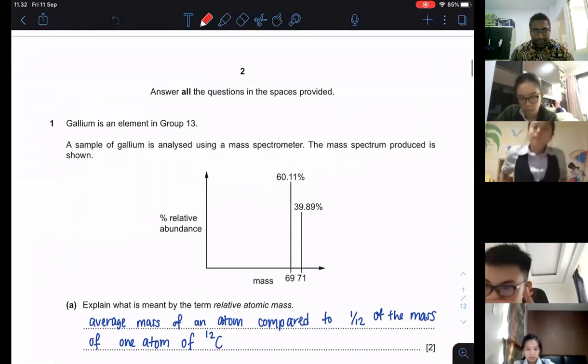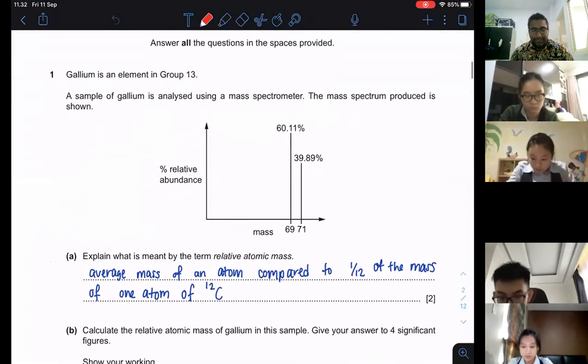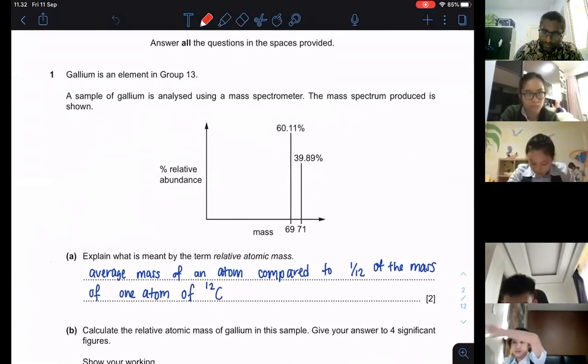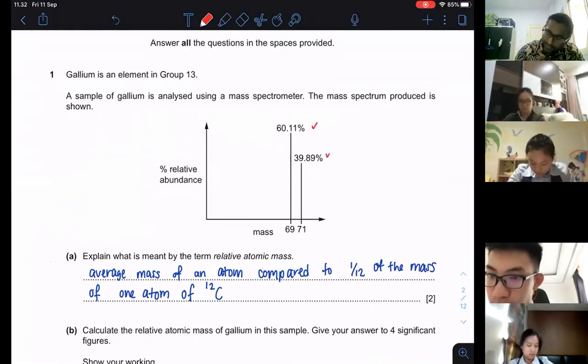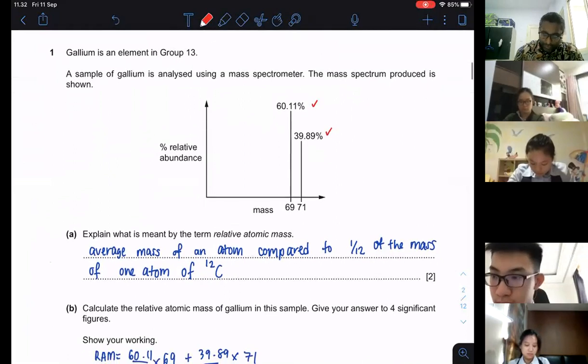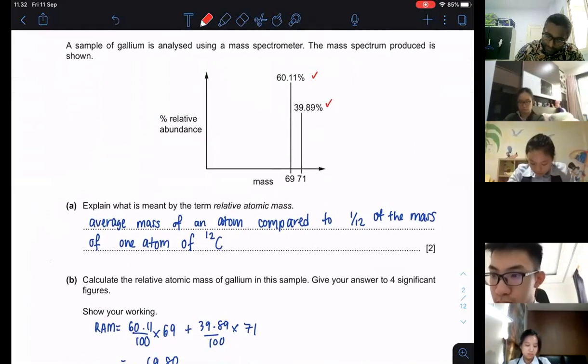So here we have gallium, an element in group 13, and you are trying to analyze this using a mass spectrometer. These are the abundances. So the mass spectrum is shown, and then we need to explain what is relative atomic mass.